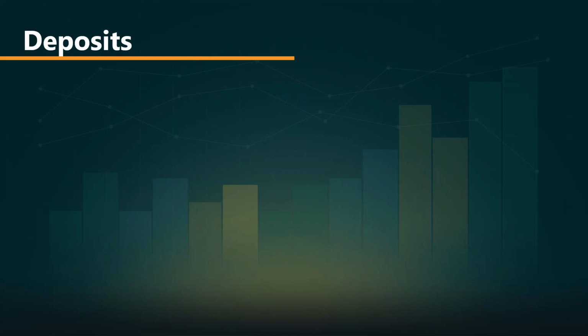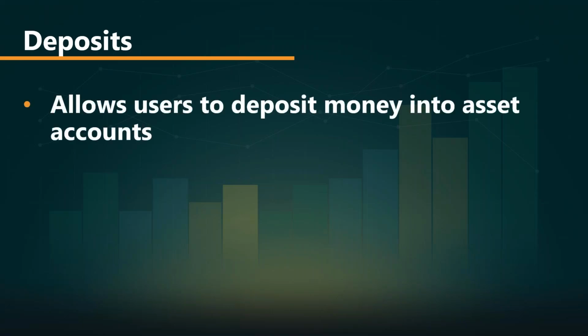So let me go ahead and switch back to our PowerPoint and talk about what deposits are here inside of Church360 Ledger. Deposits allow users to deposit money into asset accounts. Whenever people put offerings in the plate, somebody's going to count those offerings up. Most likely they'll enter them into Church360 Members. That offering batch will flow over, and then the treasurer will pull that deposit down and make that deposit live at that point in time. So basically, deposits allow you to record money into your assets.